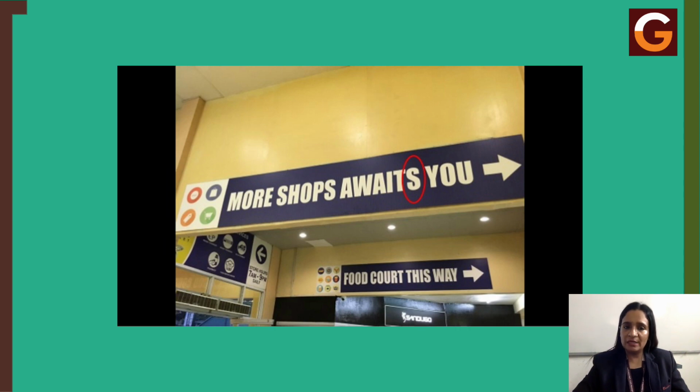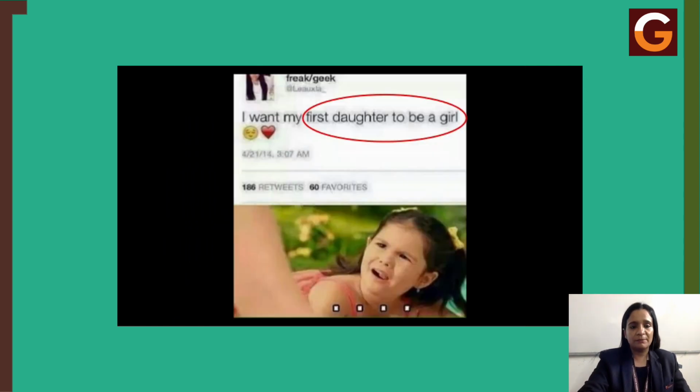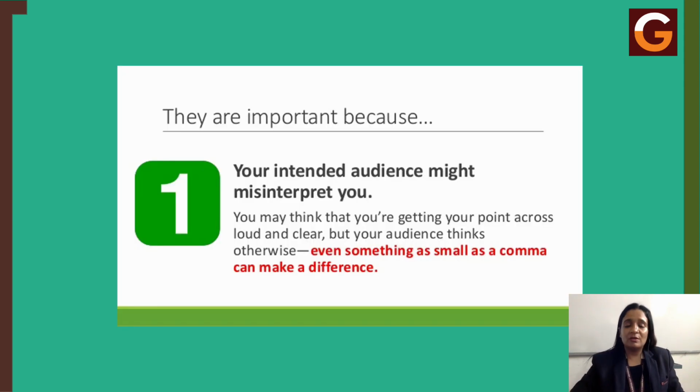We can have a few examples. For example, "more shops awaits you." It should be "more shops await you." Subject verb agreement. "I want my first daughter to be a girl." So these kind of statements could be really avoided. They are important because the intended audience may misinterpret you, because you are not in front of the receiver to explain what you mean through your email. So even sometimes a small comma or a pause could make a lot of difference.